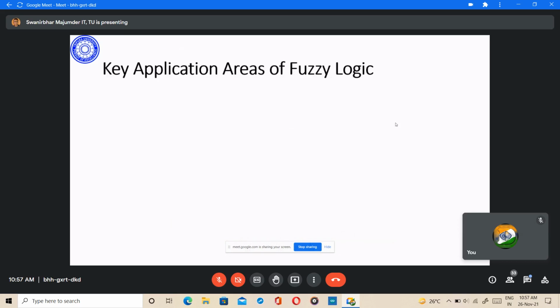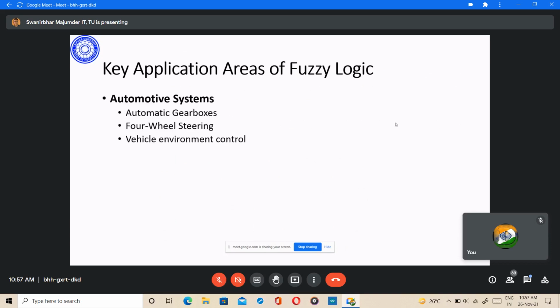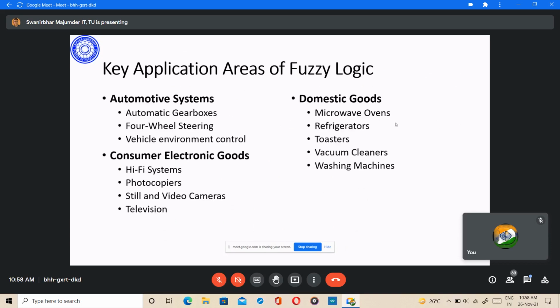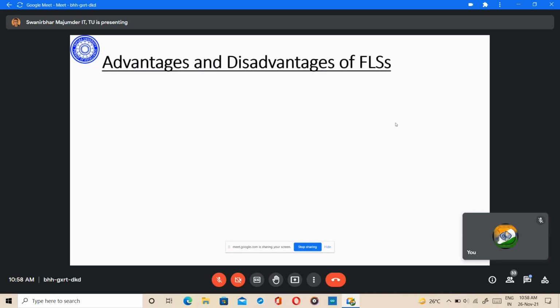So there are various application areas of fuzzy logic: automotive systems, then consumer electronics, as I was telling, then domestic goods, and say environmental control and many things. But mainly nowadays, electrical people are using it a lot in energy optimization and other things, control systems. They are using it a lot, so that's why it's very popular. And the advantage is that optimization algorithms are being used with that.